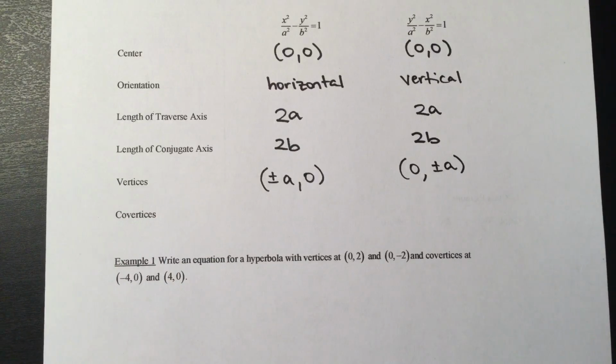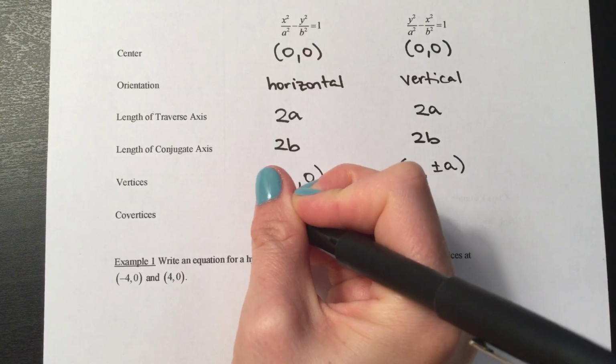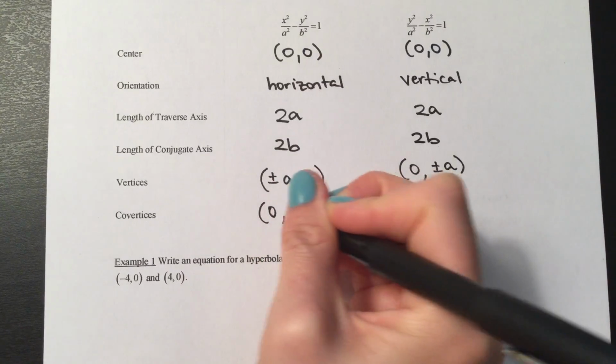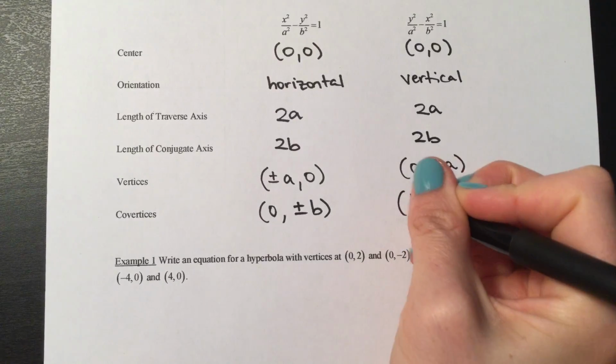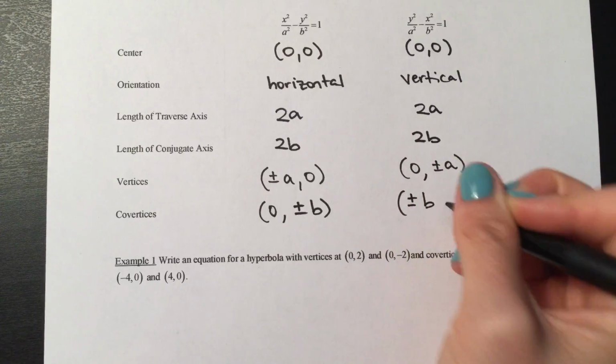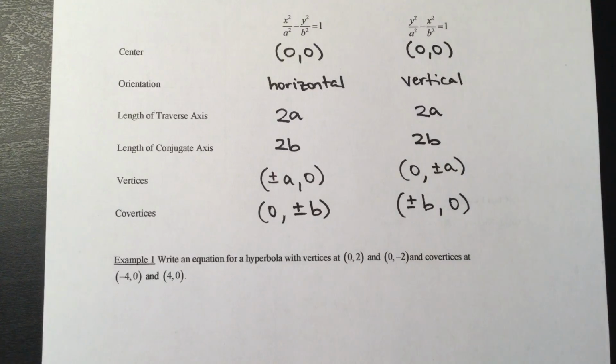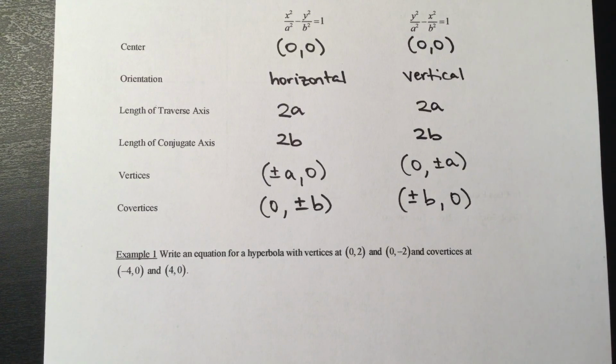And the exact opposite with the co-vertices. My co-vertices with this one go up and down. So I don't go left and right, but I go up or down B units. And then here, I go right or left B units, and then I don't go up and down. Okay, so those should help you while we're coming up with equations.